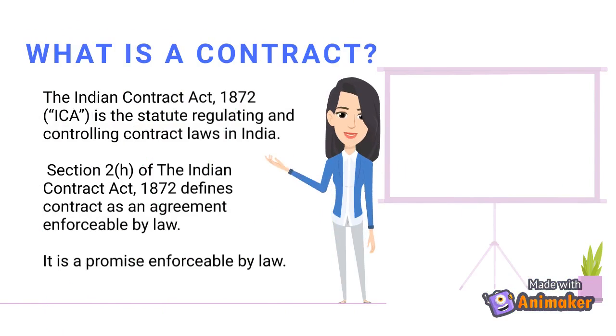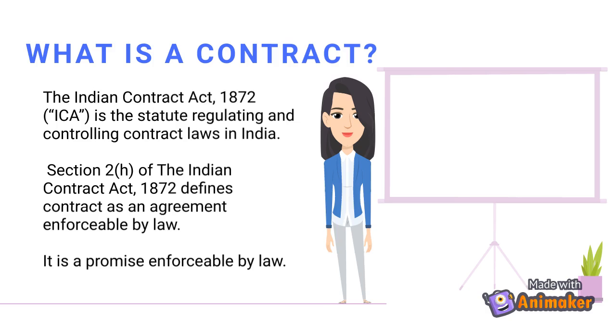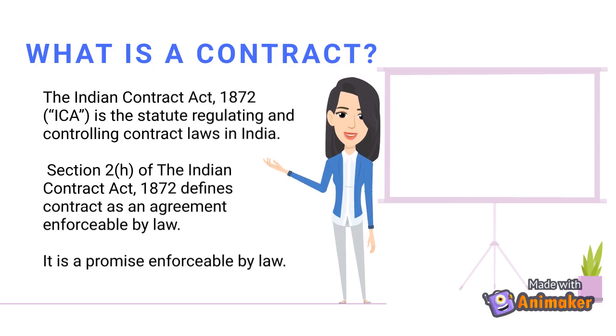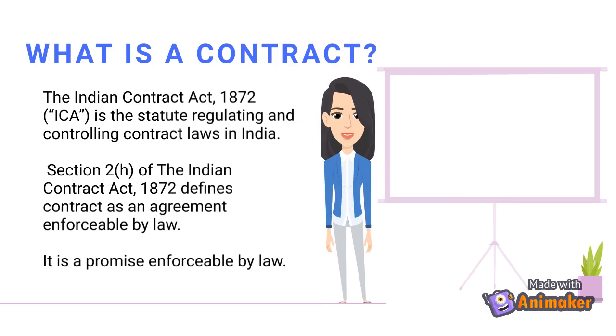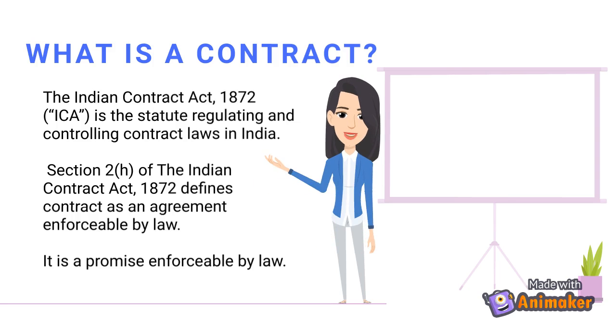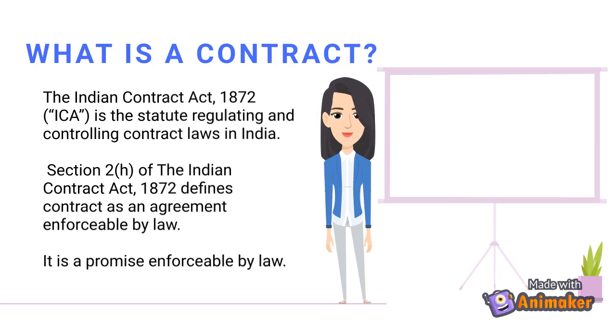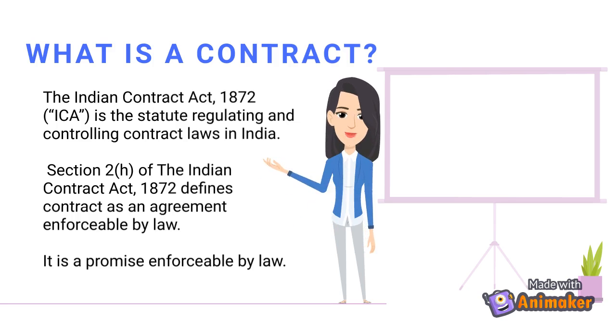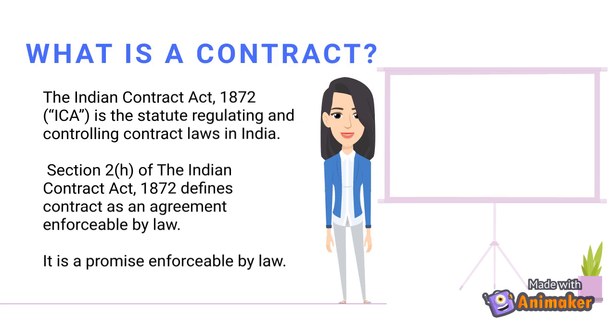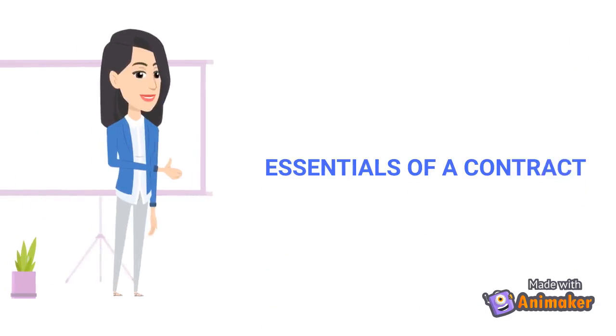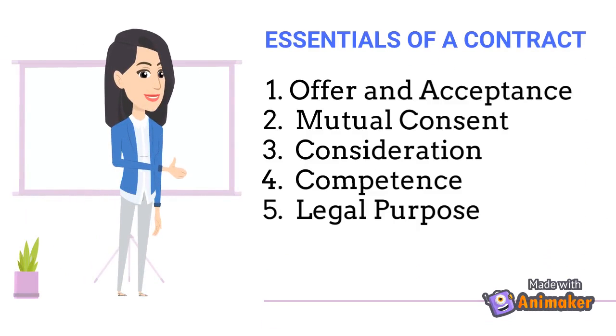What is a contract? The Indian Contract Act, 1872 is the statute regulating and controlling contract laws in India. Section 2H of the Indian Contract Act, 1872 defines contract as an agreement enforceable by law. It is a promise enforceable by law. Essentials of a contract: offer and acceptance, mutual consent, consideration, competence, legal purpose.